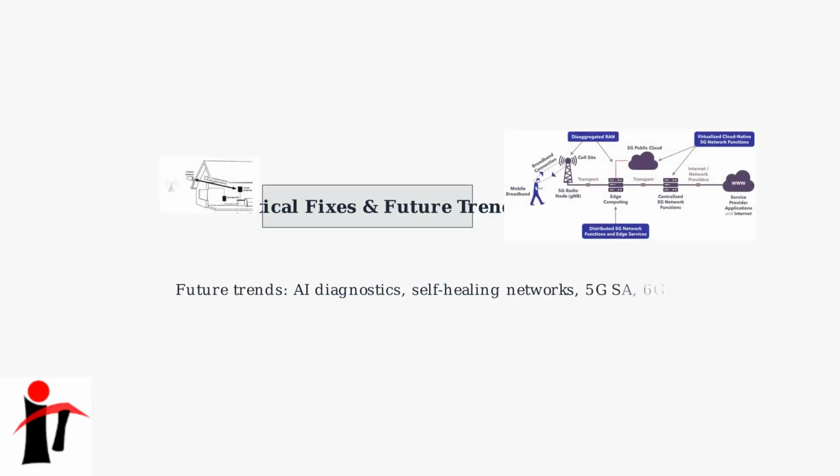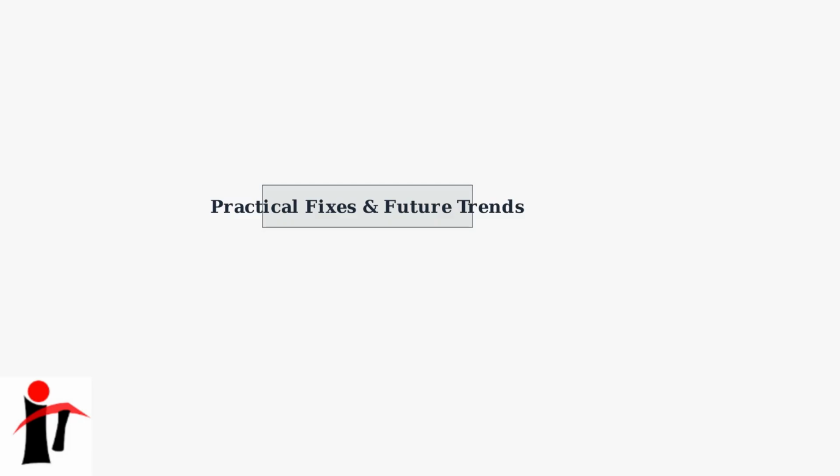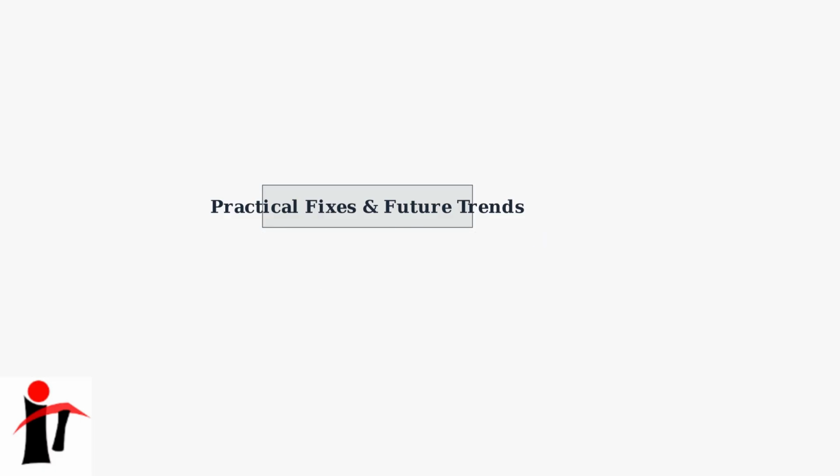The industry trend moves toward AI-driven diagnostics and self-healing networks, which are expected to cut signal issue resolution times. While 5G standalone networks and eventually 6G promise improvements, proactively using the troubleshooting steps will greatly help now. Remember, most experts attribute 70% of issues to the device, not the network. So start troubleshooting there.